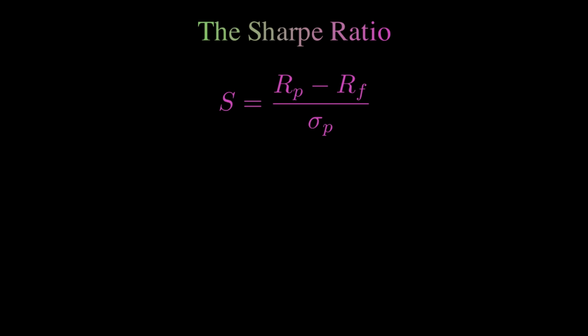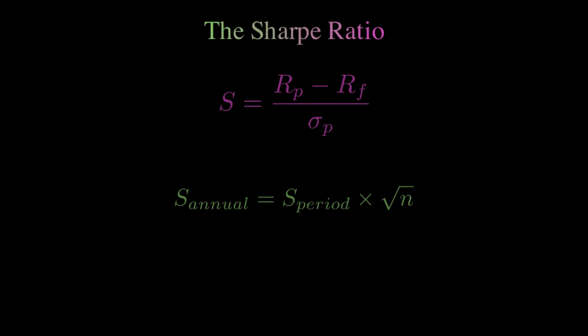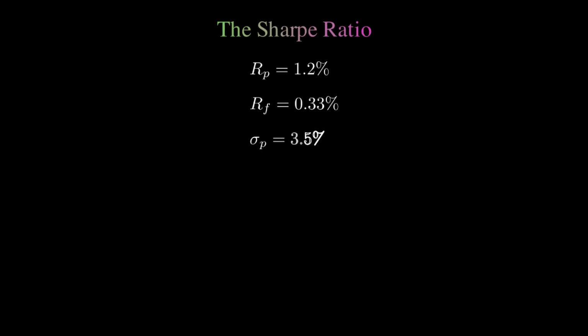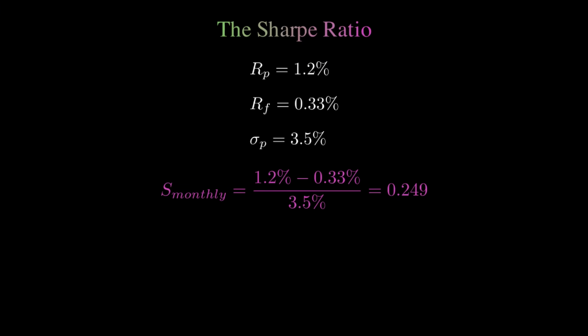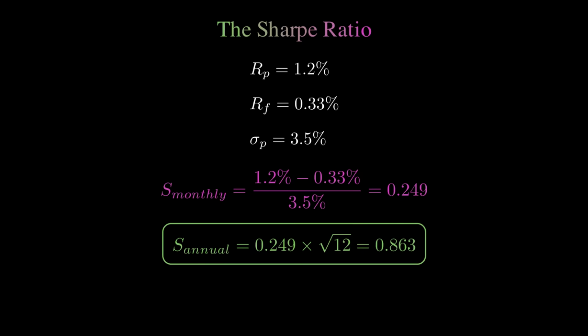You can also annualize the Sharpe ratio, which means that you're adjusting it for how many periods there are in a year. For example, if you're working with monthly returns, you multiply by the square root of 12. Let's show an example. Let's say your strategy earns 1.2% per month and your bank gives you 0.33%, and your monthly volatility is 3.5%. You can plug that into the formula and your monthly Sharpe ratio comes out to 0.249. If we annualize that result, we obtain 0.863.